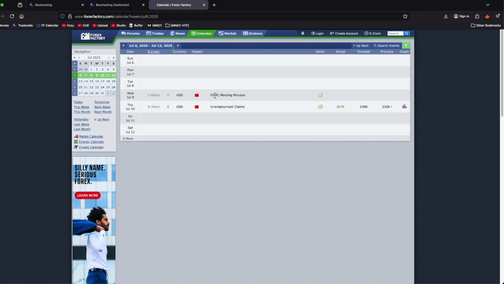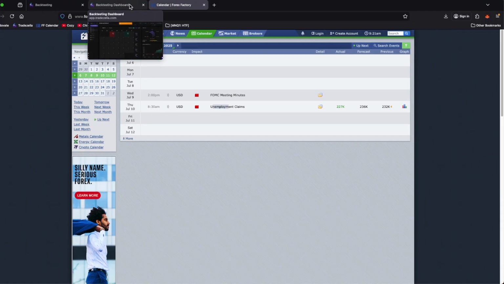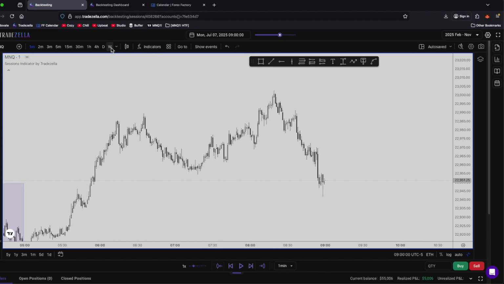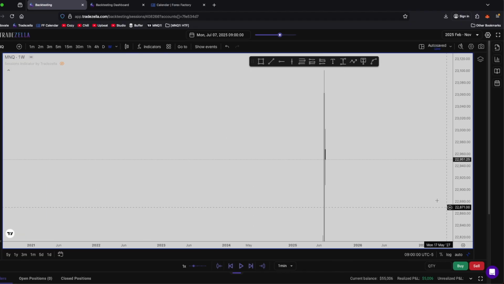So we have FOMC meeting minutes on Wednesday, which really doesn't matter. It's not the real FOMC. And then we have unemployment claims, which I don't trade at 8:30 in the morning, so it doesn't matter a ton. So we have very little to worry about in terms of red folders. Interesting. All right, so let's zoom out here to the weekly chart.